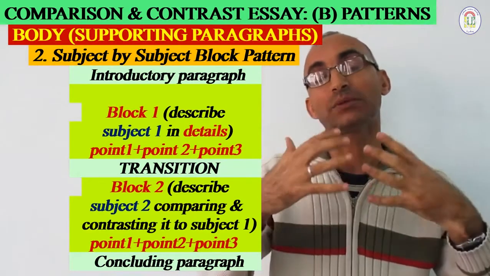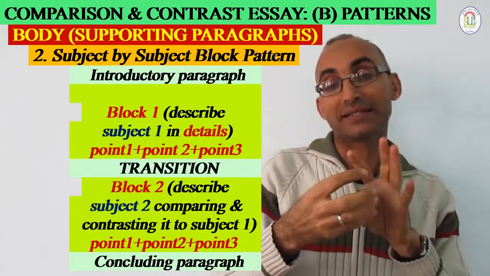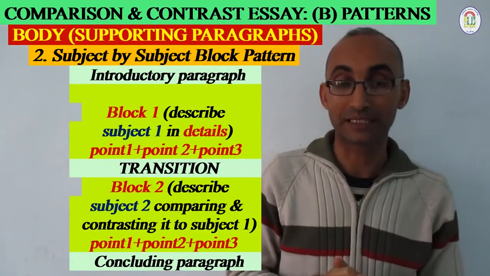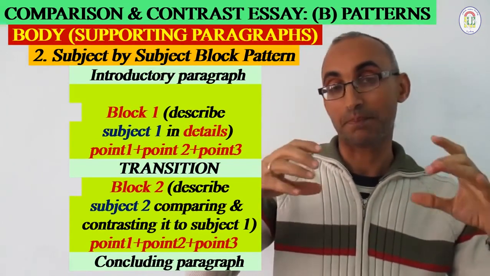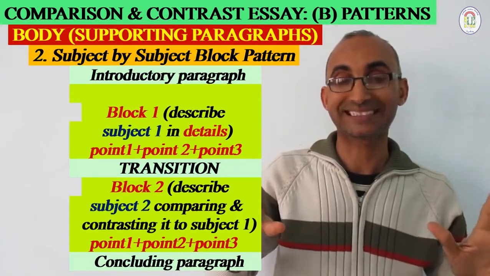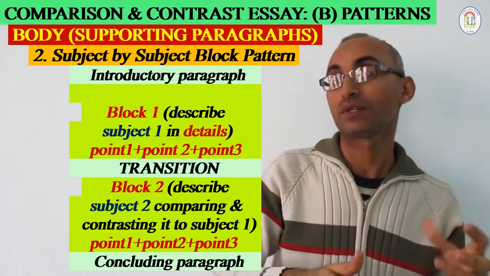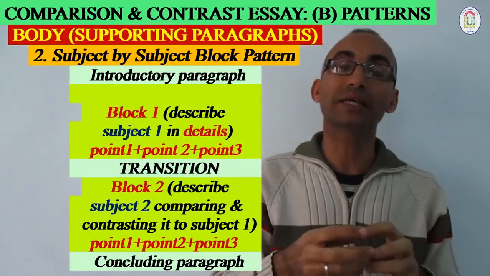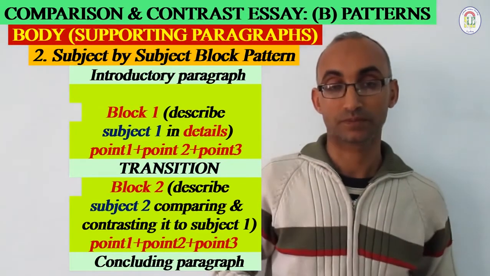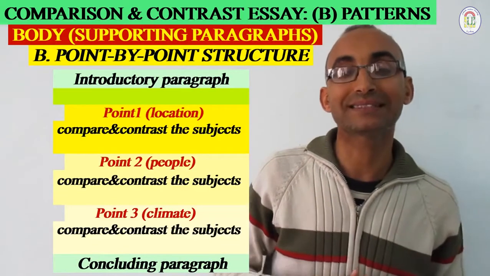Then I will describe the second city, which is Annaba, also completely, but comparing it with regard to the first city, first item. Clear? So, block number one, whether a paragraph or more, is about item or subject number one only, describing it completely, and block number two is about subject number two, second person or second city, also describing it completely, but I always compare and contrast it to the first one. Clear? Then I conclude.